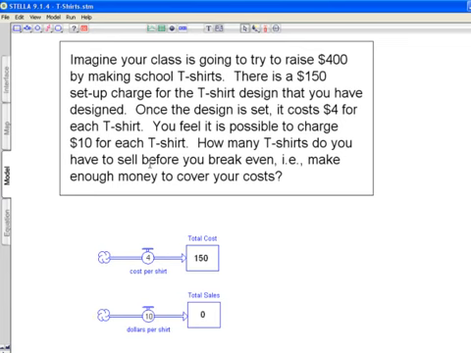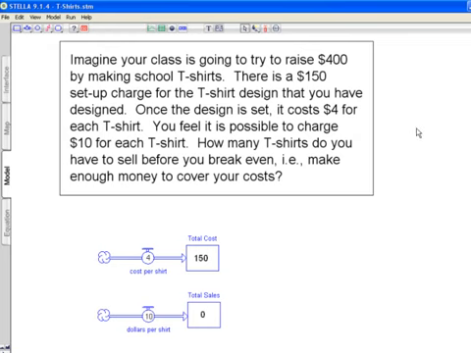So we have students who are trying to raise money for their school. They're trying to for the class, and they're going to do it by selling t-shirts, and there's a cost to set up those t-shirts. They're going to sell so many and hope they raise enough money. And the first question, of course, is how many t-shirts do they have to sell before they make back the money they've put in? In other words, when they break even. So they'll look at this and they'll go, well, where do we start?